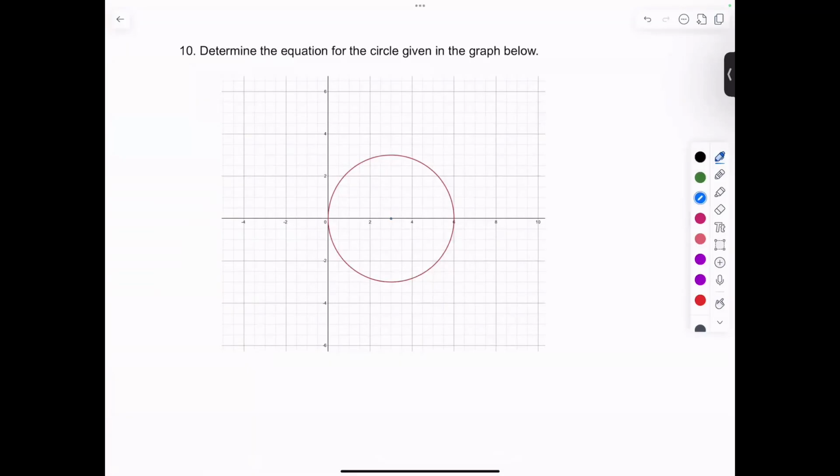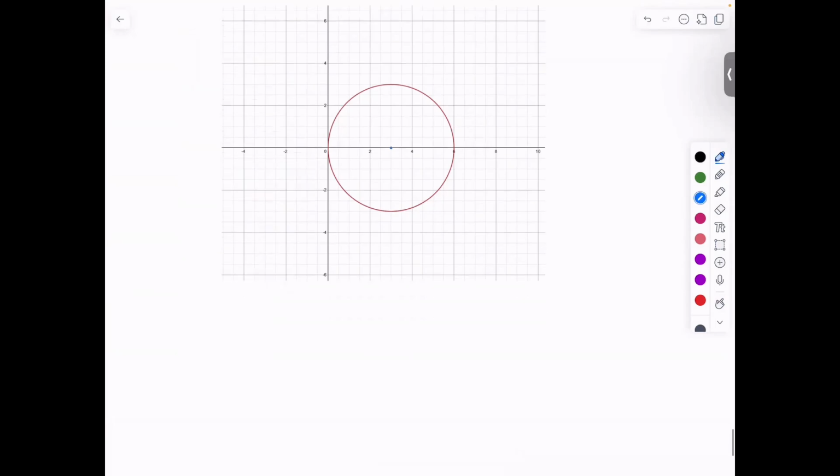Number 10 in this geometry review asks to determine the equation for the given circle in the graph below. This particular question involves knowing the format for circle equations. I'll go ahead and put it on the board here and we'll discuss how to fill it in. So we have this formula here.